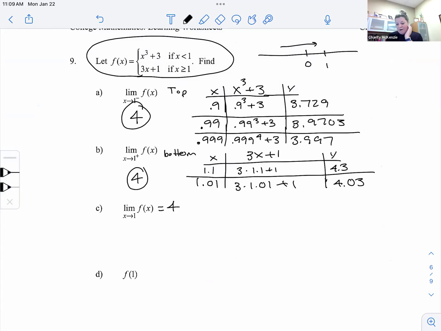Okay. What is the value at 1? Well, we put that just into our function. That's what you've been doing for a long time. I put that into the bottom function, and I get 3 times 1 is 3 plus 1 is 4. And these don't all match necessarily. They do on this one.